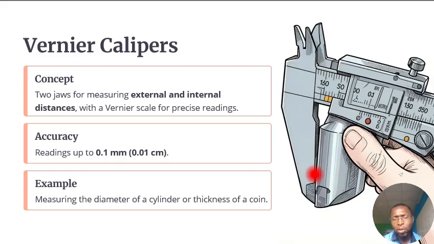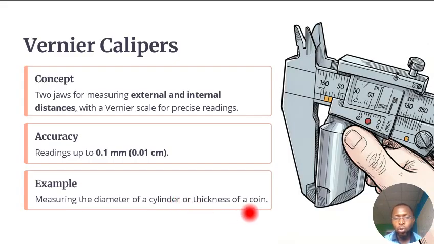So maybe you have a cylinder and you want to measure the internal distance. You cannot use a meter rule to measure the internal distance. So you need something like this. So in summary, the vernier caliper is majorly used for measuring the internal distance of objects such as a cylinder or a tube. Okay, maybe a test tube.